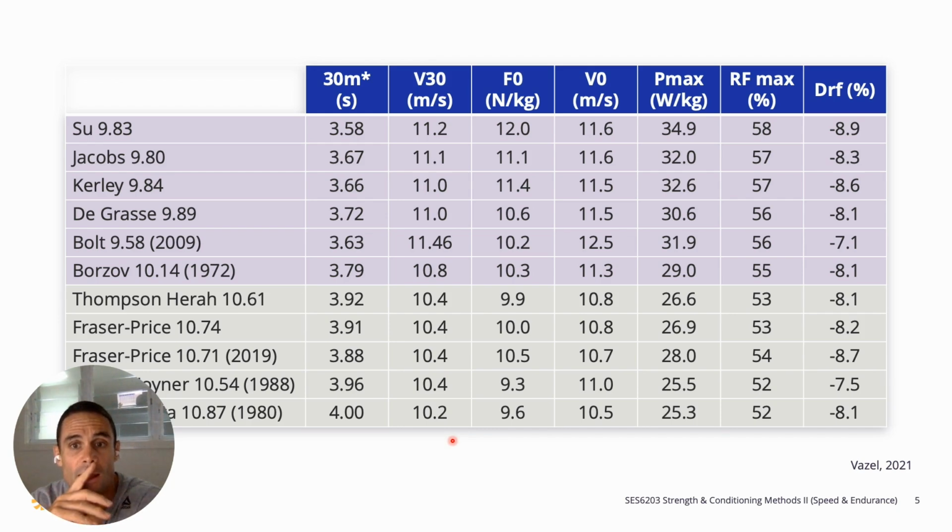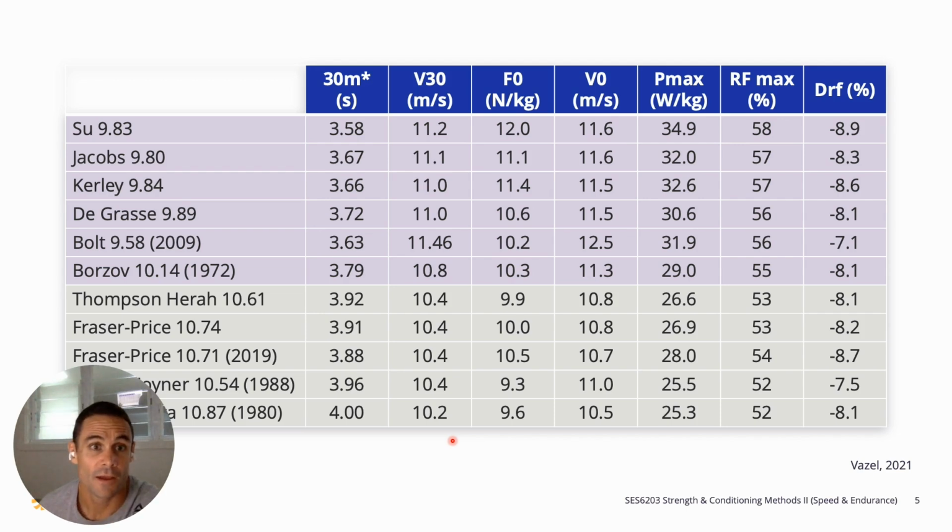Let's have a look at what some of the elite sprinters in the world might generate over the same test. So the guidelines for F0, like force at zero velocity, is around 10 to 11 newtons per kg, and power max about 20 to 30 watts per kg. Remember, I was about 16.5, so I'm a little bit below that, and my force zero was around 7.8 from memory. So again, a little bit below that.